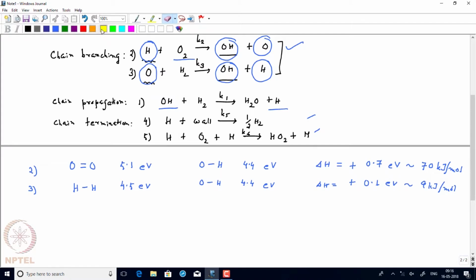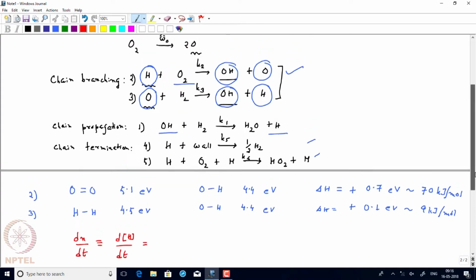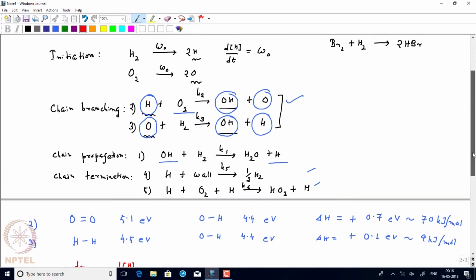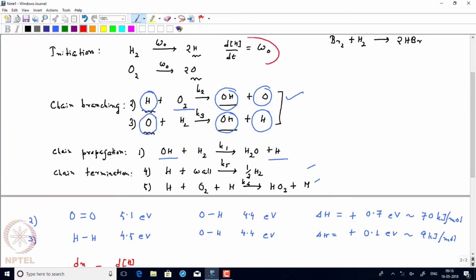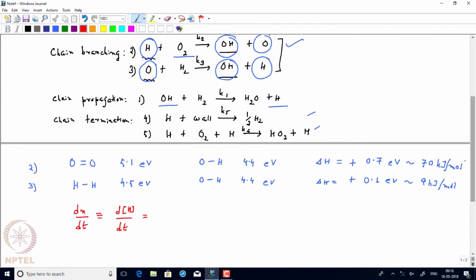So we can write this equation as the change in radical concentration, which is equivalent to saying the rate of change dH/dt of the hydrogen atom concentration or hydrogen radical concentration. The first step was the initiation, so for that step dH/dt was just omega 0, so we'll just write omega 0. Then we have the branching steps where this is being consumed, so it will be k2 into H into O.